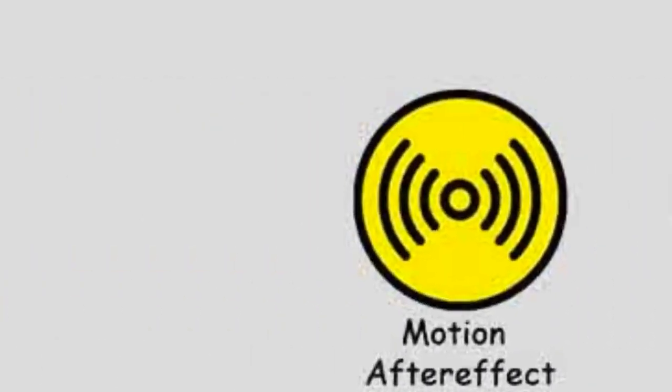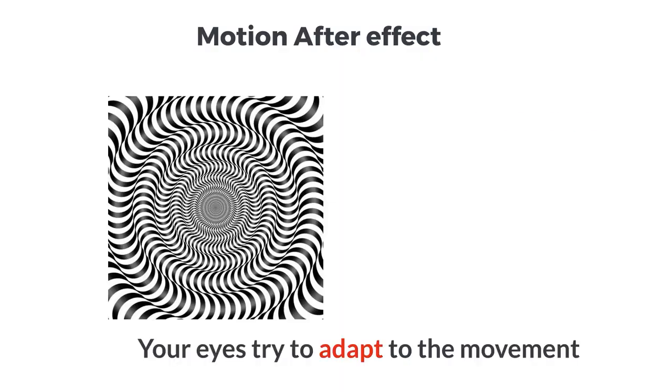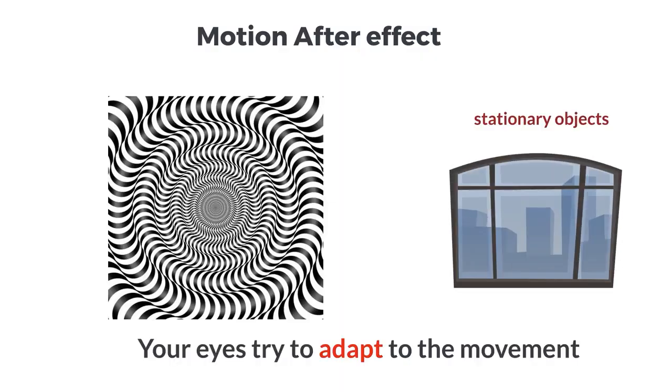Number 1. Motion aftereffect. Ever stared at a moving image, then looked away, only to see everything around you zooming and moving? That's the motion aftereffect. Your eyes try to adapt to the movement, causing stationary objects to appear to breathe or move.